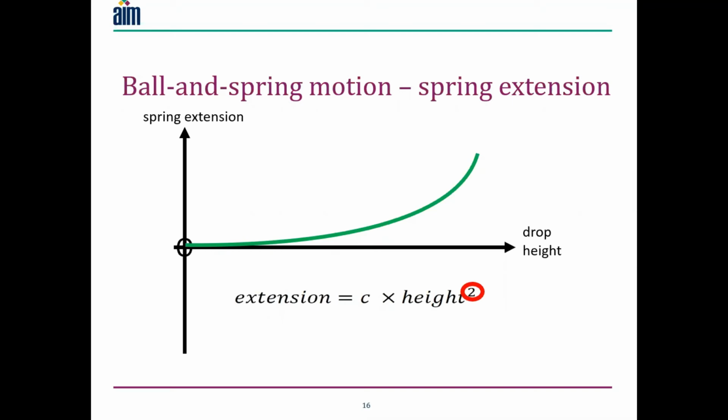And as you can see, if I drop the box from a meter, let's say that spring is going to extend 1 centimeter. But if I drop that from 2 meters, in other words, if I double the drop height, because of the square there, the spring is not going to be extended 2 centimeters, but 4 centimeters, because it's a square function.